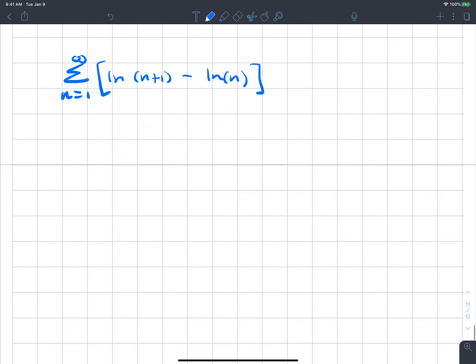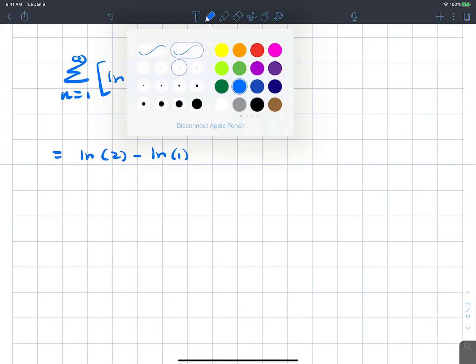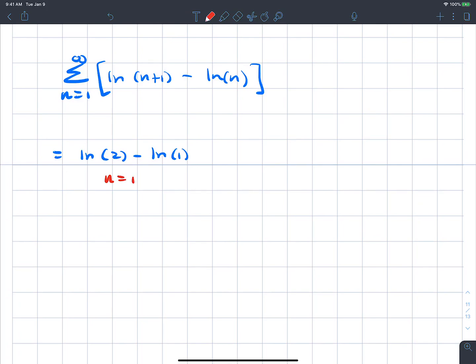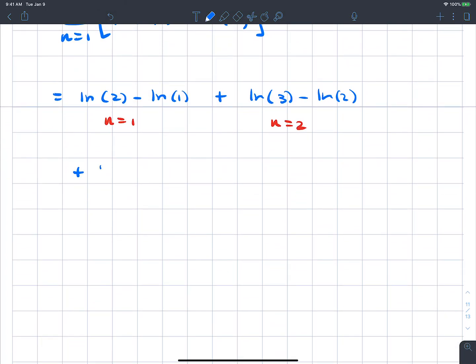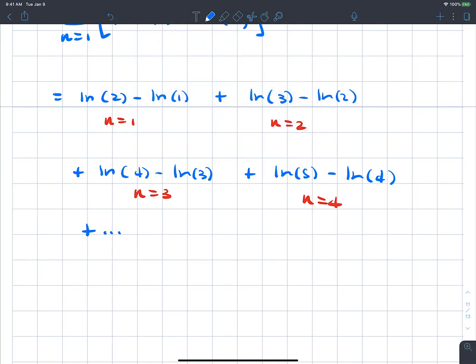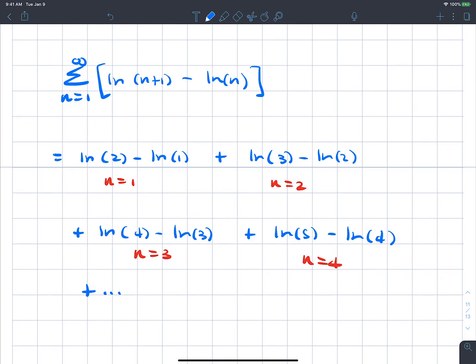So now let's look at these terms here, right? See what happens now. When n is 1, this is the natural log of 2 minus the natural log of 1. And then I'm going to also add again. Now n is 2: natural log of 3 minus natural log of 2. Now what happens when n is 3? We get the natural log of 4 minus the natural log of 3. The next value, natural log of 5 minus the natural log of 4. This happens when n is 3, when n is 4, but this is an infinite series. This happens forever. So this is going to go on forever, but I do see some things happening here.